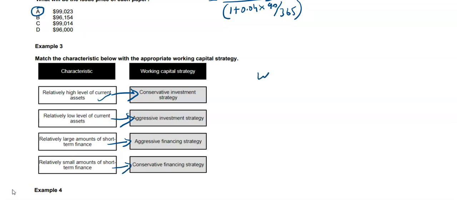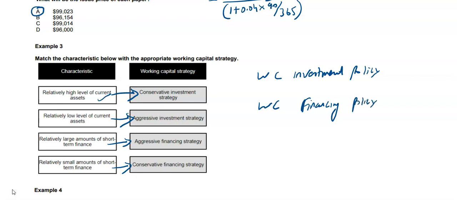So the working capital investment strategy is how much you are investing in current assets. If you're investing too much in current assets, that is the conservative investment policy. If you're investing a very low amount in current assets, that is the aggressive investment policy. The working capital financing policy is separate: how you are financing the current assets. If you are financing the current assets majority with short-term debt, that is the aggressive policy. If you are financing the current assets with long-term debt, or with very little short-term debt, that is the conservative policy.